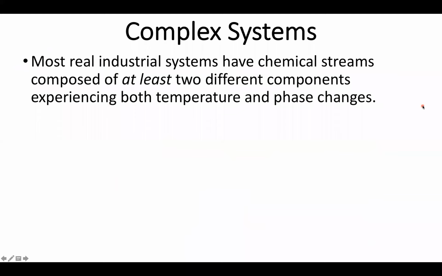One of the important things to realize is most real industrial chemical systems are going to have chemical streams that are composed of many different reactants or components. So they're going to be composed of, say, at least two different components, and they're going to be experiencing both temperature changes and phase changes, and maybe even a reaction change.